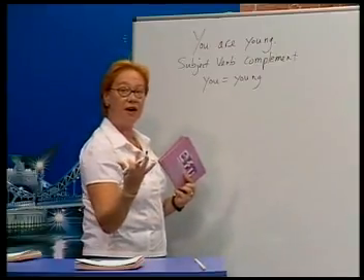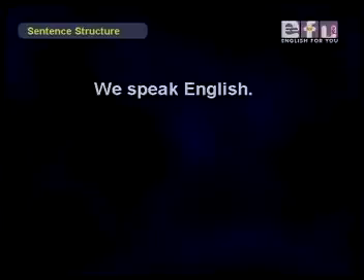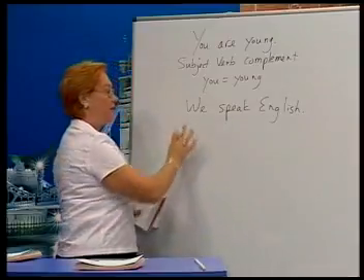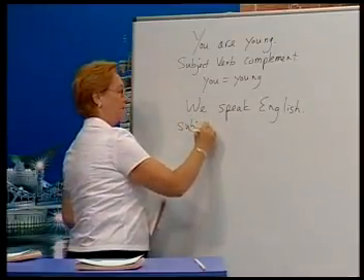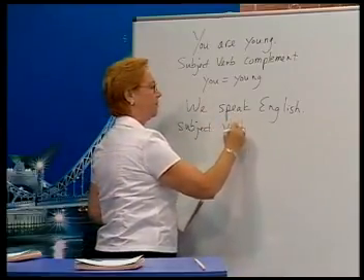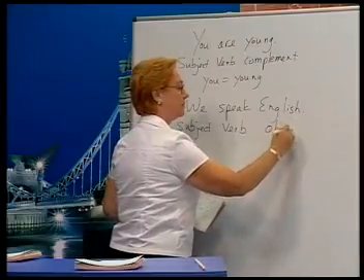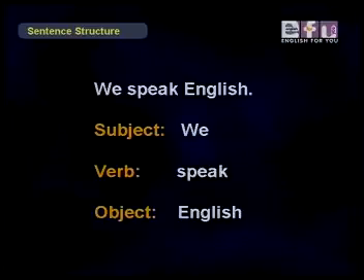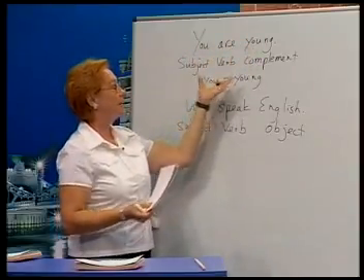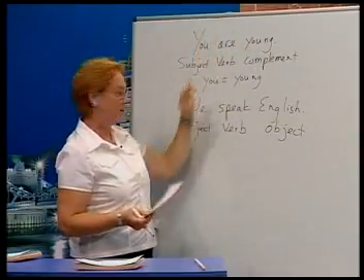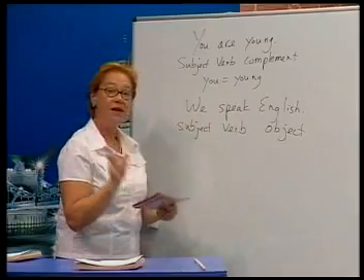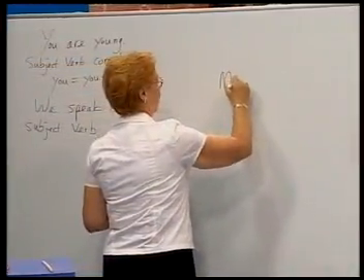Now, I want to talk about another kind of sentence structure, the similar. We speak English. Now, subject, verb. This is an object. So we, subject, speak, verb, English, object. In this sentence, you are young, it's the same. You are young. Here, it's different. We speak English.